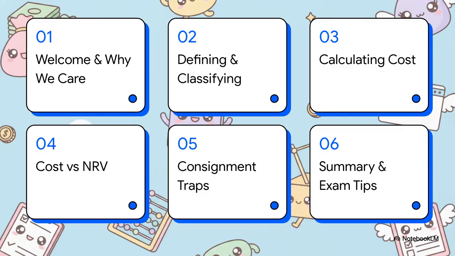All right, here is our game plan for today. We'll start with a welcome and why we actually care about this stuff, move into defining and classifying inventories, and then calculate the cost of purchase. After that, we hit the golden rule, costs versus NRV, tackle the boss battle of consignment traps, and wrap up with a summary and some top-tier exam tips.